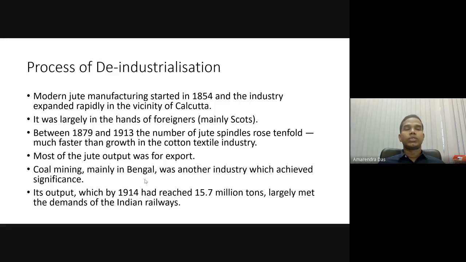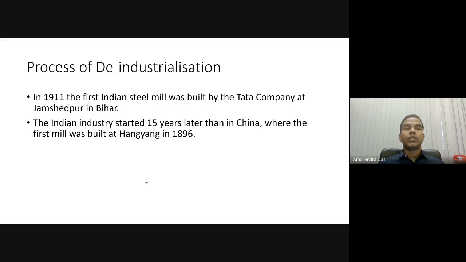During that time, we also observed coal mining, mainly in Bengal, which was another industry that achieved significance, and its output reached 15.7 million tons in 1914, largely meeting the demands of the Indian Railway. And by 1911, the first Indian steel mill was built by the Tata Company at Jamshedpur in Bihar. Indian industry started 15 years later than in China, where the first mill was built at Hanyang in 1896.